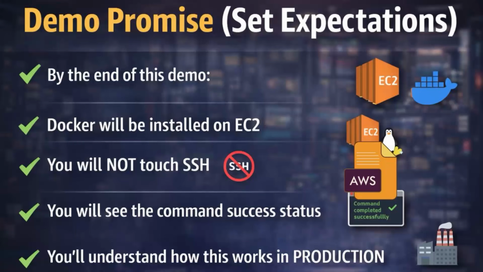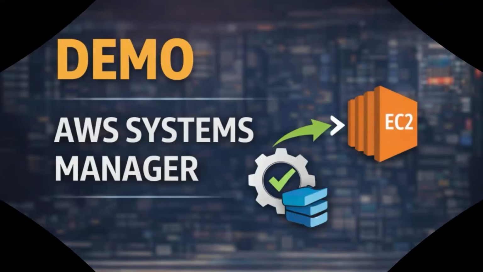We are going to install Docker on the EC2 machine without logging into the machine, without the SSH, without the key pair, without opening port number 22. Yes, zero login to the machine. And for this, we are going to use the AWS Systems Manager SSM Run Command, which is a central command that we can execute on multiple servers or one server.